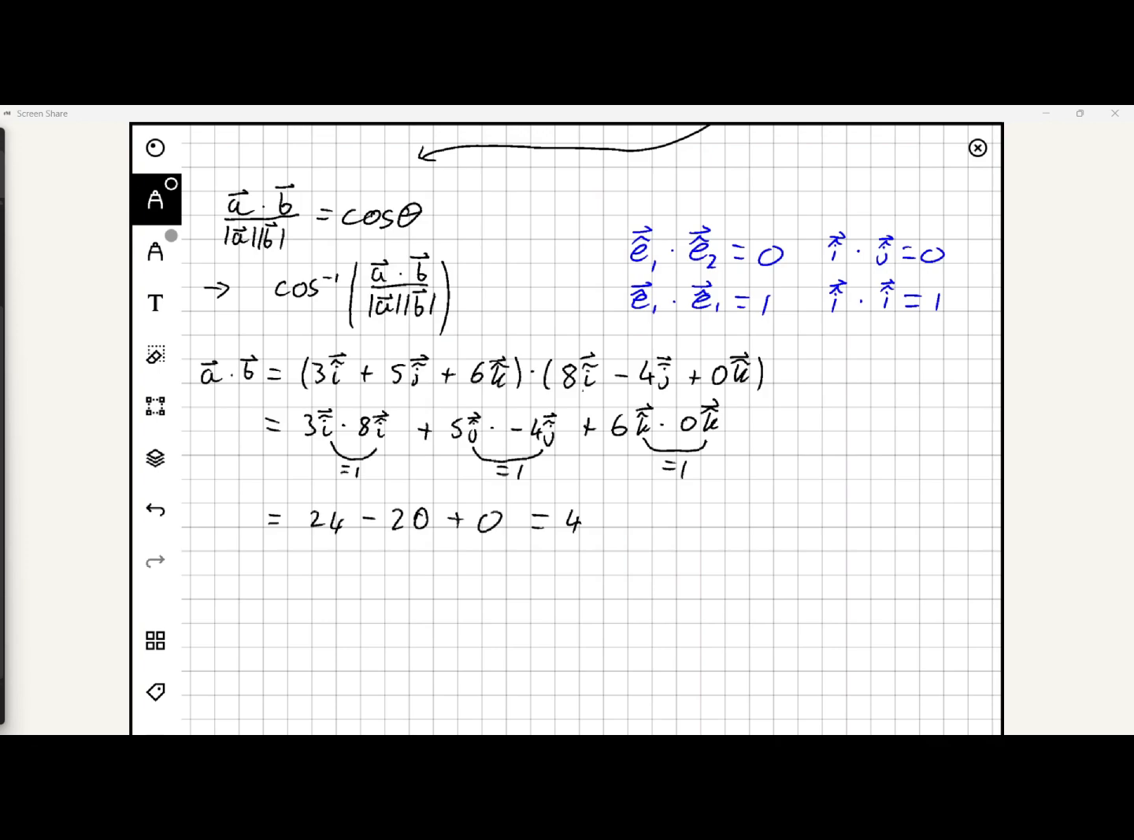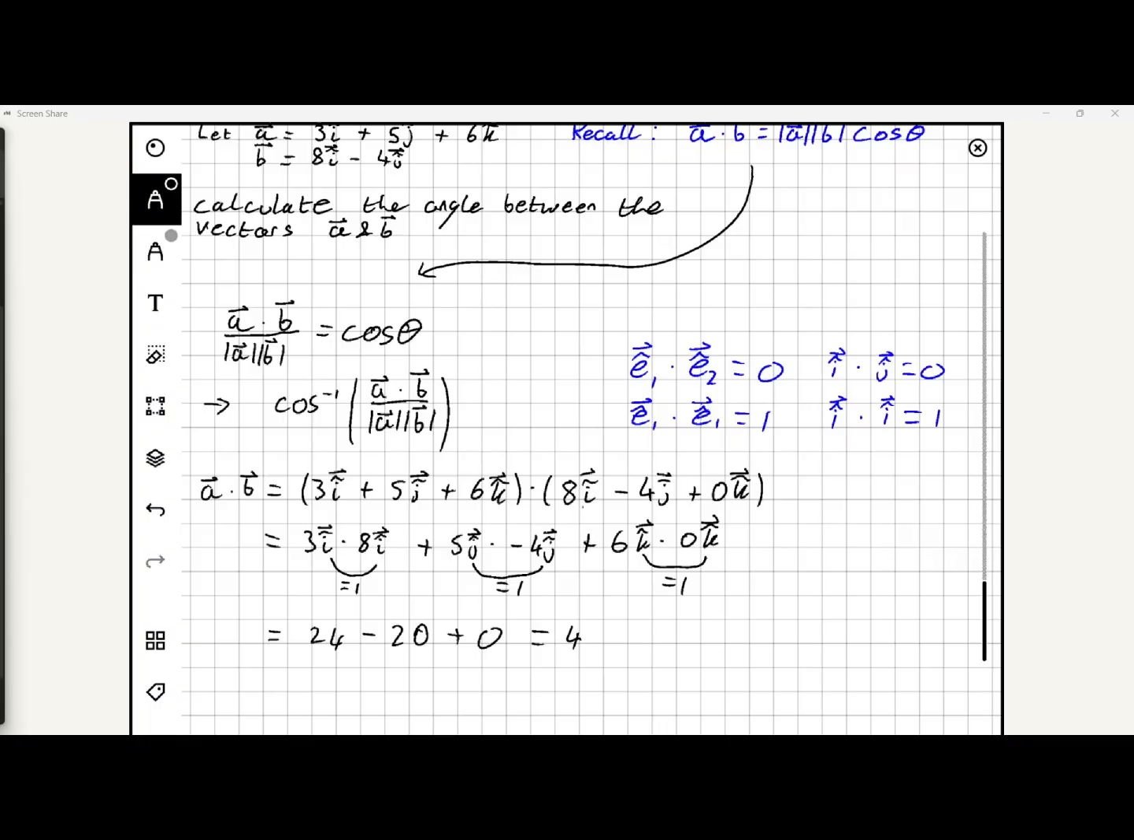As you've probably noticed by now, doing the dot product of two vectors gives you a scalar in the end. We no longer have direction involved. We don't have i, j or k in this final number, and that is a very nice property of the dot product of two vectors. Okay, but the question asks us to find the angle between these two vectors, and we've just found the dot product of a dot b. Now we have to divide that by the magnitude of a times the magnitude of b.